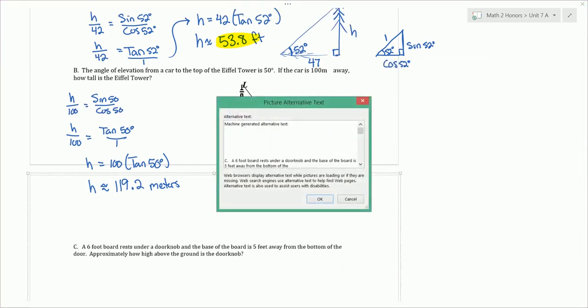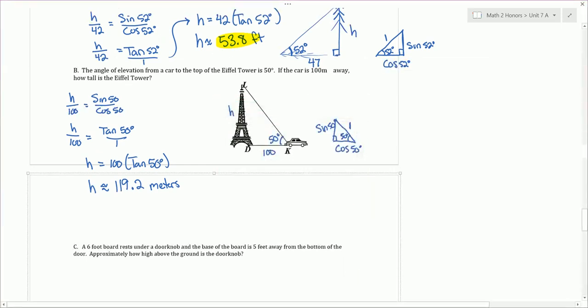Part C here, we have a 6-foot board that rests under a doorknob and the base of the board is 5 feet away from the bottom of the door. Approximately how high above the ground is the doorknob? So we have our door. We have this piece of wood that's resting right underneath the doorknob.